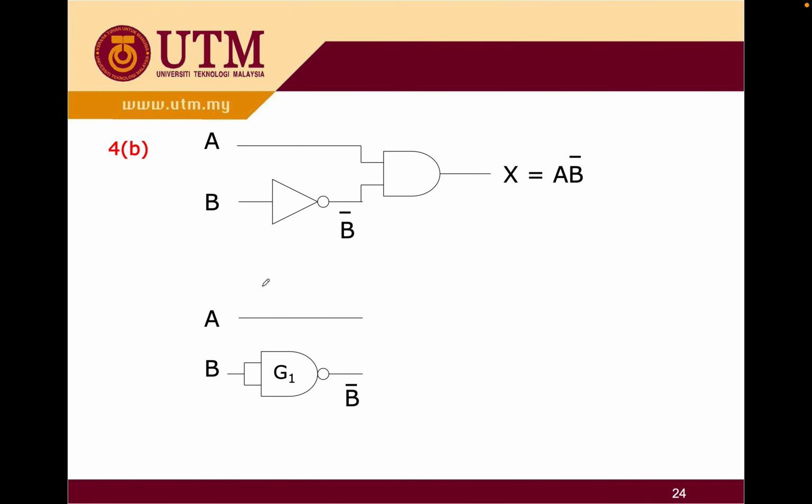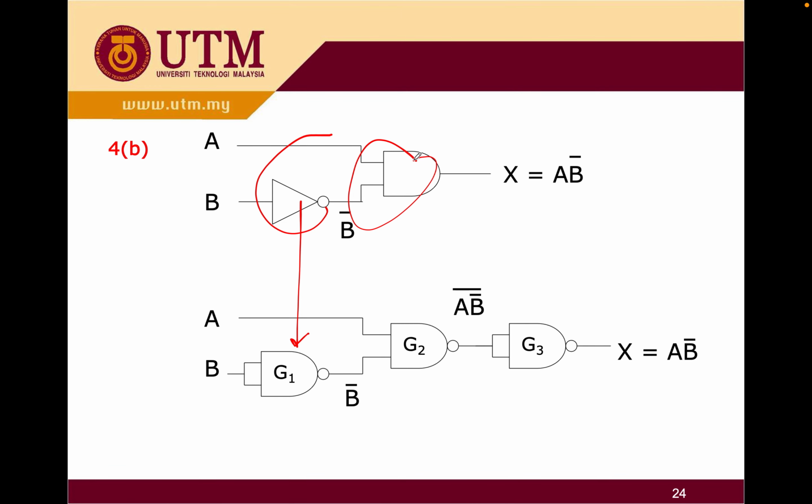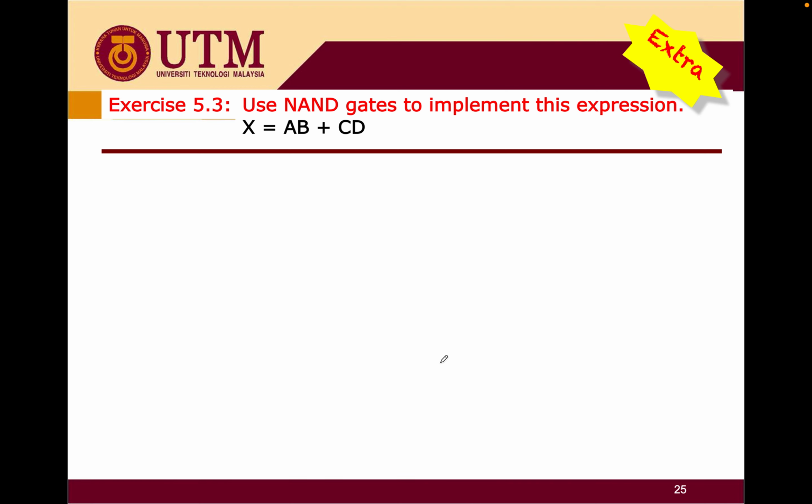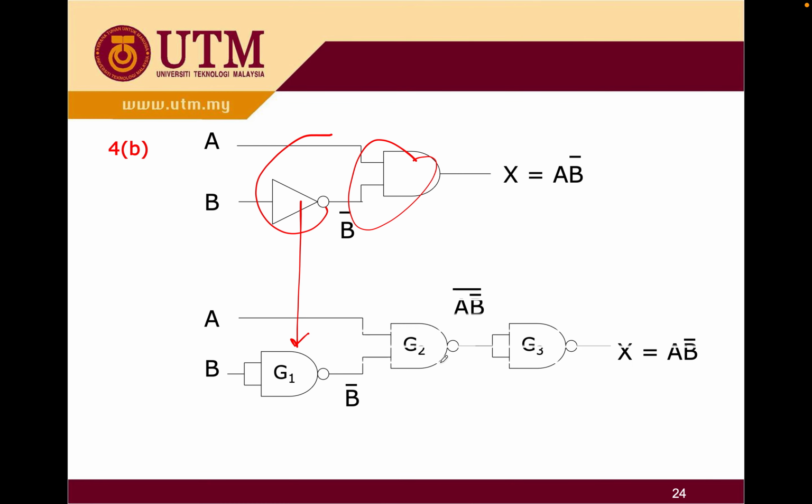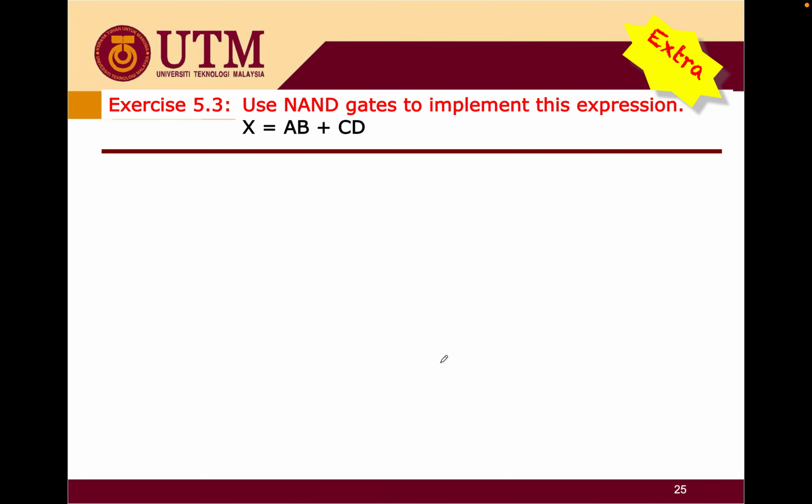You have the NOT gate there, and then the AND gate here. And for the NOT gate, this is the representation. And for the NAND gate, the AND gate here, this is how it looks like. So you cannot simplify anymore. So use NAND gate to implement this expression.